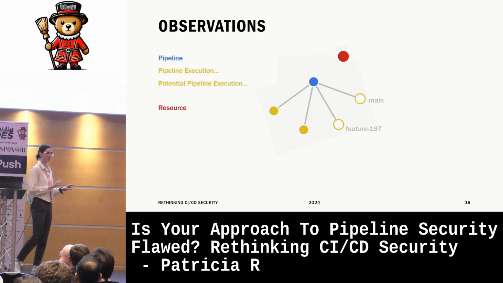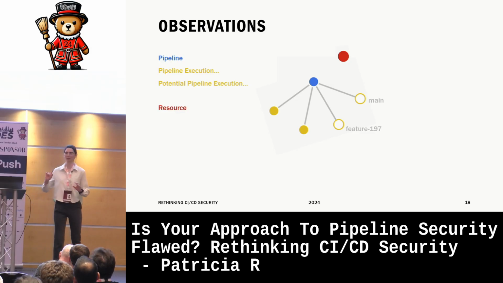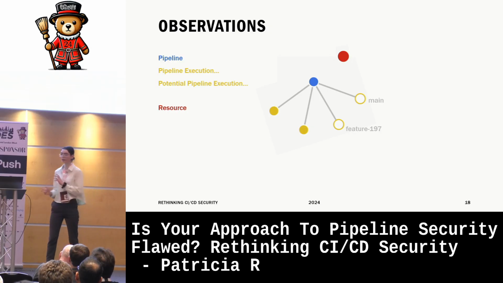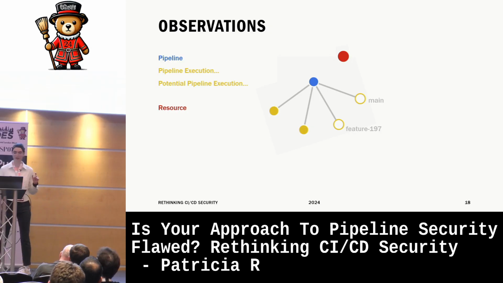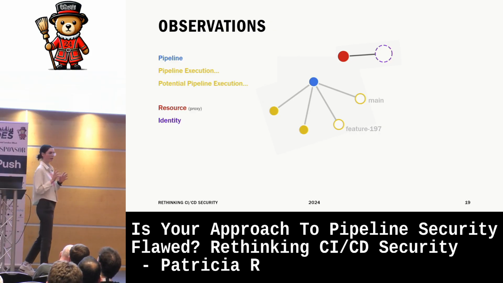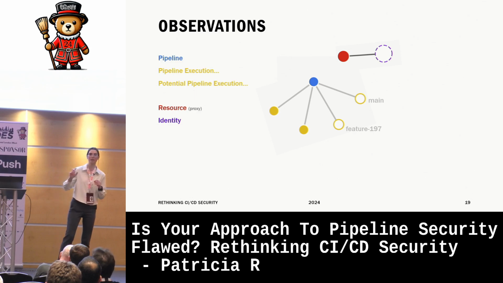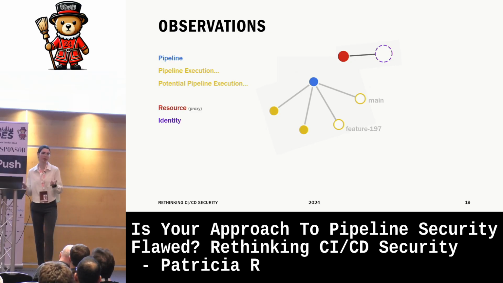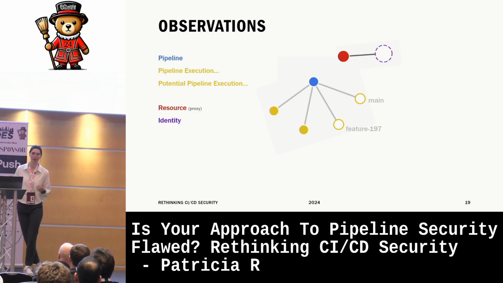Okay, we're done with the pipelines now. We're going to introduce the other concept, the concept of a resource. And this resource, if we remember, is just a proxy into an identity. To make it easier, we're going to say that this resource specifically is a variable group, which is a concept in Azure DevOps to store your variables, your usernames, your credentials, and any other variable you might want.